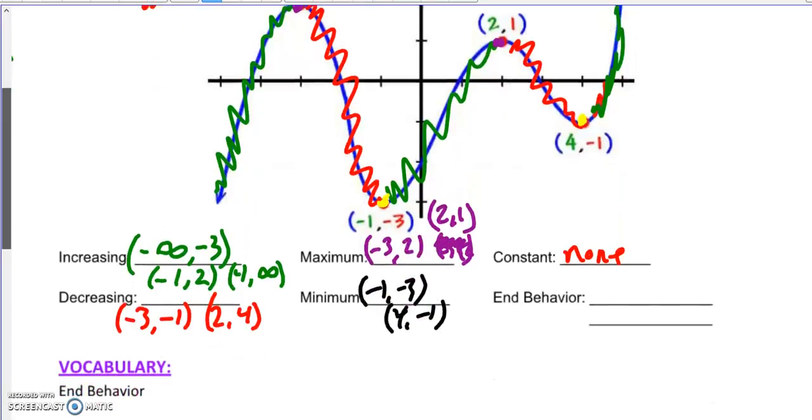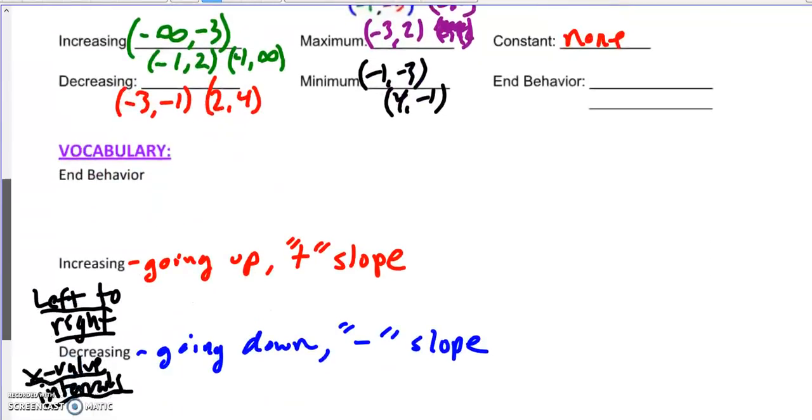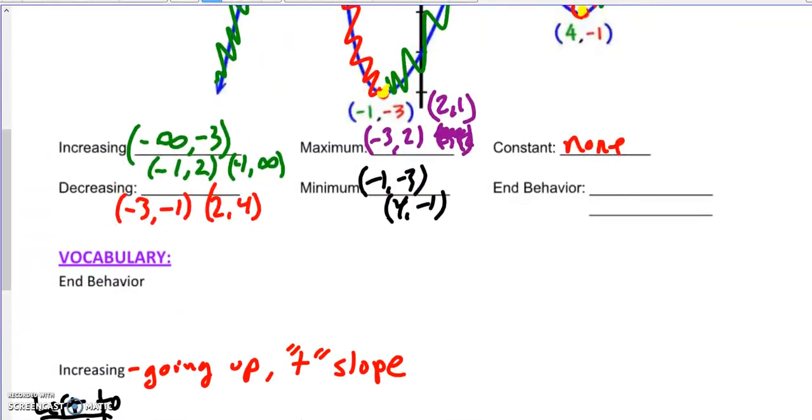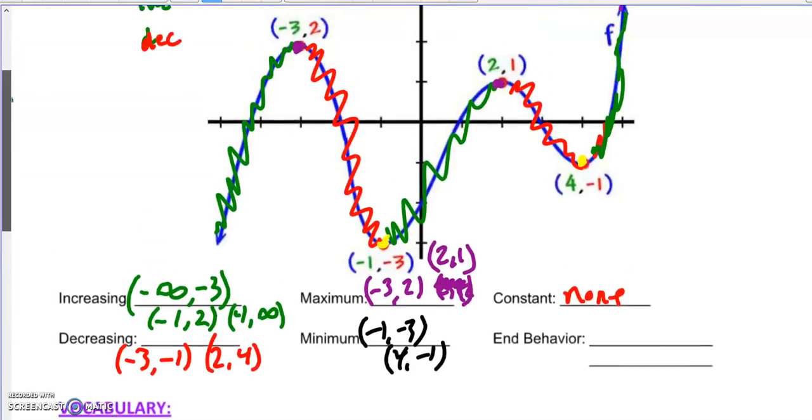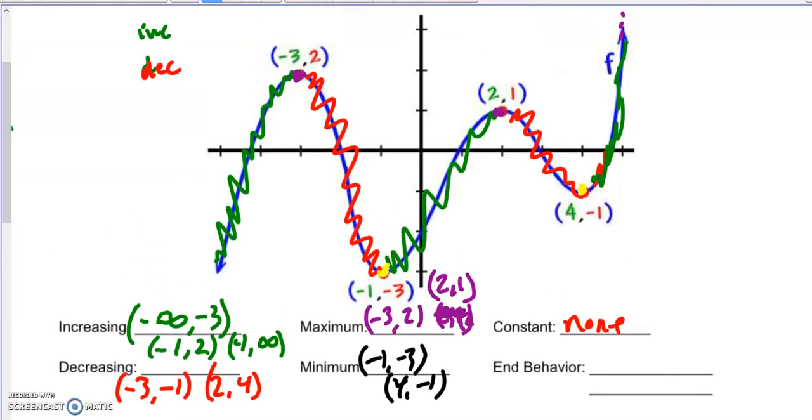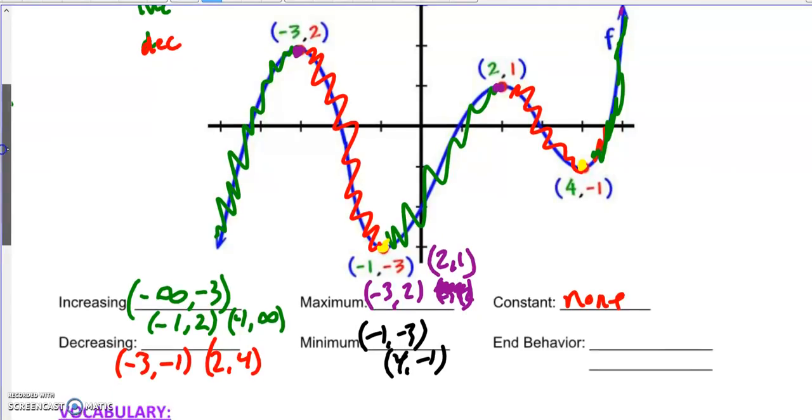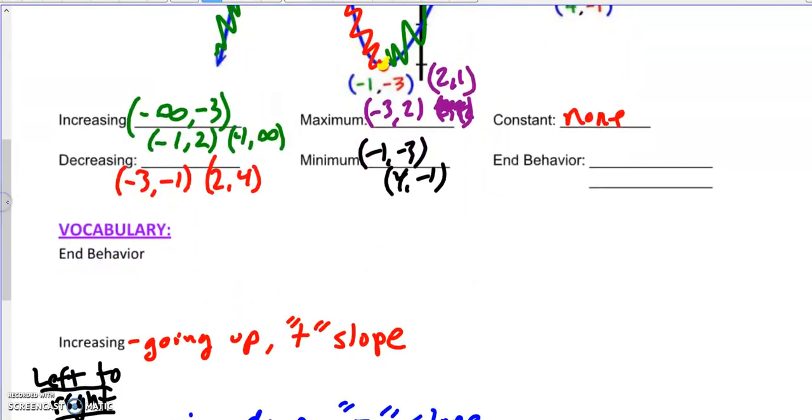Okay. Last piece of vocab is end behavior. And this is what happens to the graph as you go off to the left and as you go off to the right. Does it go up or down? Okay, so here's the fancy notation we're going to use to describe that. If I'm asking you as the graph goes off to the left, I'm going to say as the x values go to -infinity. In other words, as I go off the graph to the left. What happens to my y values? Do my y values go up or down?